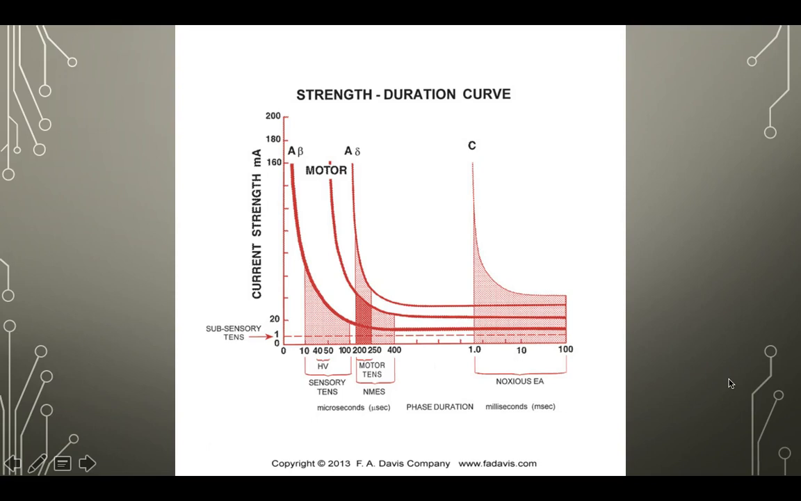So this is just another view of that from your book. They have a little more of the numbers on it. You don't have to worry about the numbers, but you can see again that the A betas, A alphas are those motors, A deltas, and C, and then muscle would be even further over here. And in order to target these, the intensity, so the current strength, as well as the duration have to be affected.